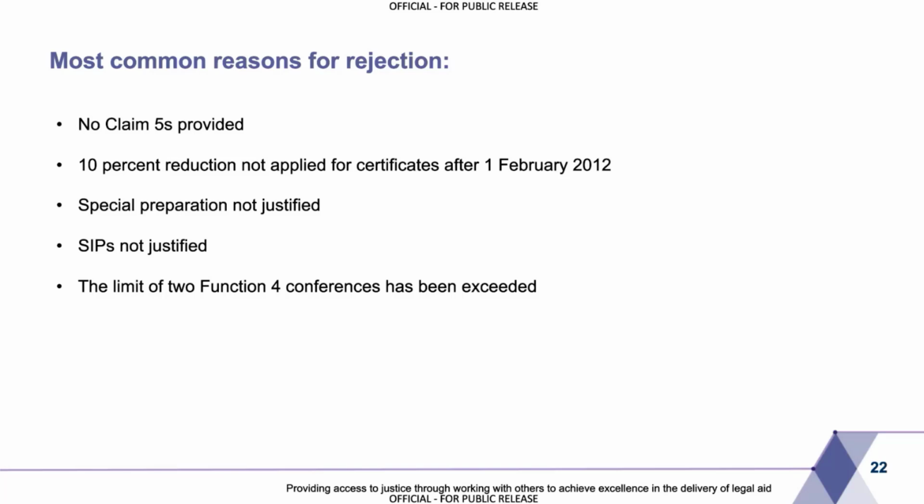Another common issue is where the SIPs have not been justified. So it is a good tip to provide justification and explain to us how the SIPs are applicable. We will check the case narrative that's provided by the solicitor when they submit their case plan to try and work out how the SIPs are applicable. But if it's not clear from that, that can be a reason why we have to reject and get further information as to how those SIPs are applicable. And another issue is, as I've explained on an earlier slide, that the limit of 2 F4 conferences has been exceeded.